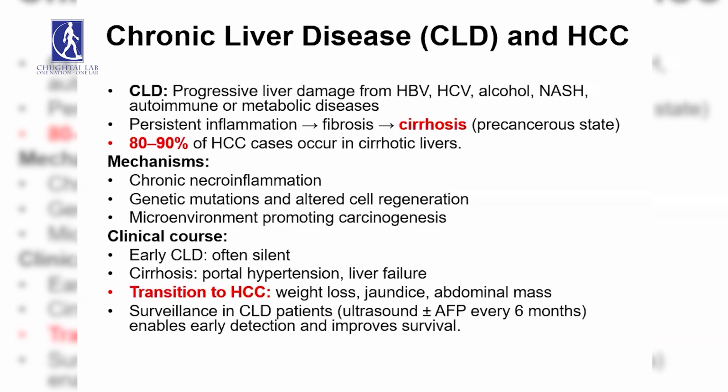The clinical course includes early chronic liver disease, often asymptomatic or silent, and then cirrhosis with portal hypertension and liver failure. The transition to hepatocellular carcinoma includes weight loss, jaundice, and abdominal mass. Surveillance in chronic liver disease patients enables early detection and improves survival.